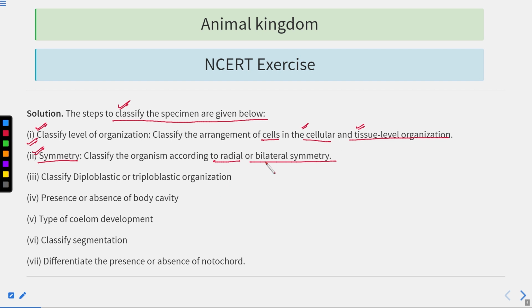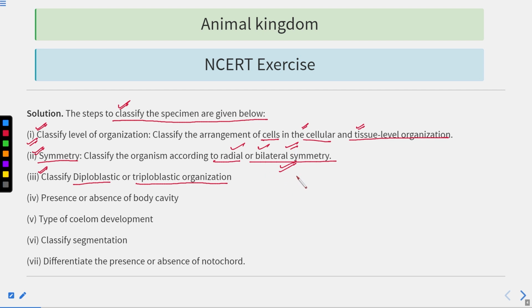And if you are getting only one line through which you can divide the organism into two equal halves, then it is showing bilateral symmetry. So you have to check whether the organism is going for the radial or the bilateral symmetry, right? The next thing that you are going to follow is to classify diploblastic or triploblastic organisms.